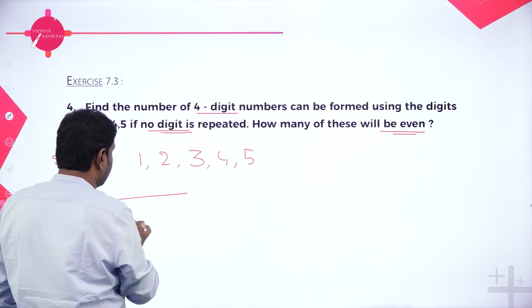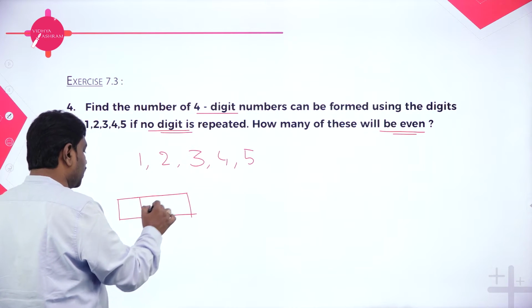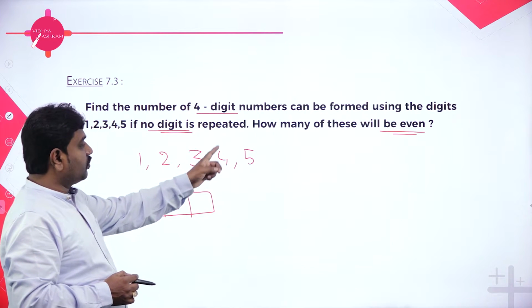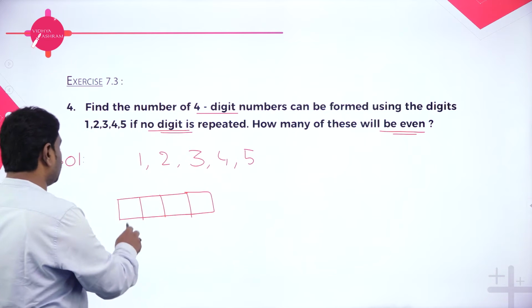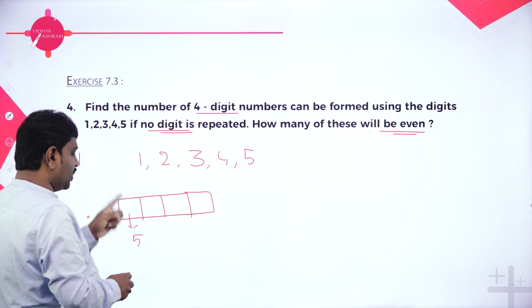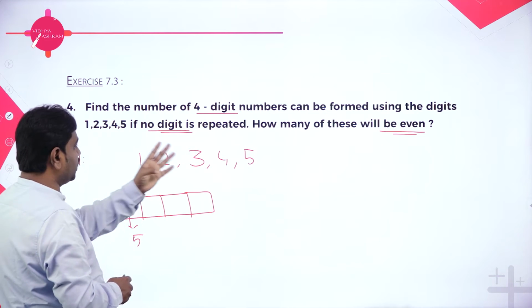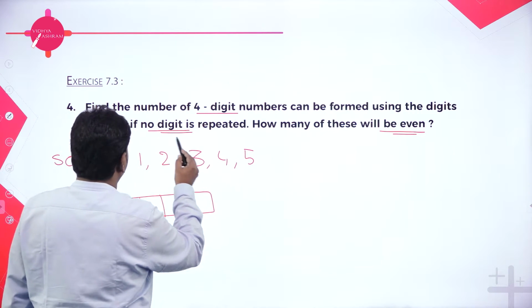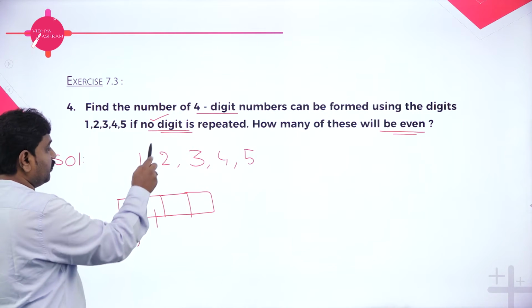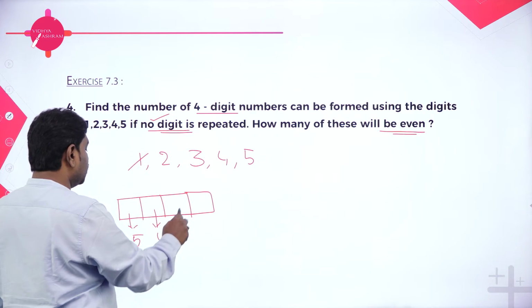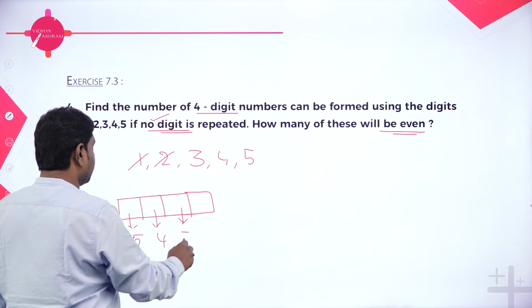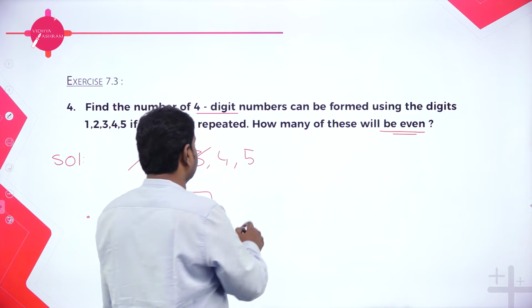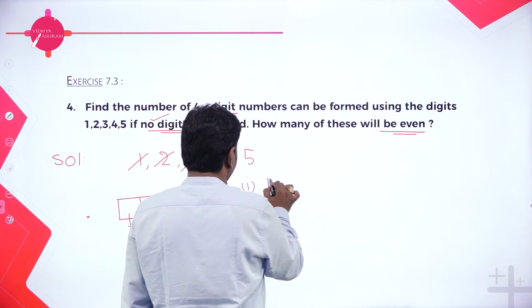So now 4-digit number, I am solving the first part. 4-digit number means put 4 boxes. 1, 2, 3, 4 boxes. 5 digits are there: 1, 2, 3, 4, 5. First box you can fill in 5 ways. I can fill 1, or I can fill 2, or I can fill 3, or I can fill 4, or I can fill 5. 5 ways are there to fill the first box. They told no digit repeated. No digit repeated means after you fill any one, we'll have 4 left out, so 4 ways. Next, after you fill any one, we have 3 left out, 3 ways. After you fill any one, we have 2 left out, so 2 ways. So the number of 4-digit numbers, the first part I am answering.